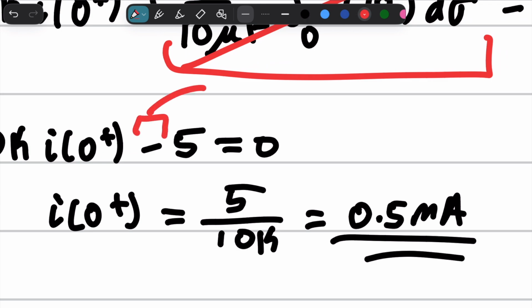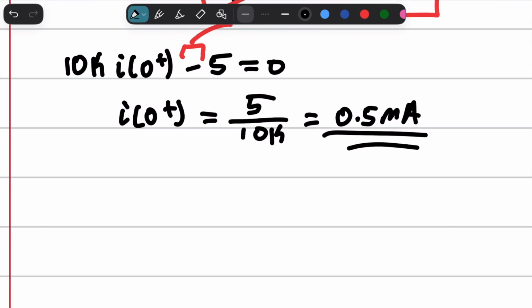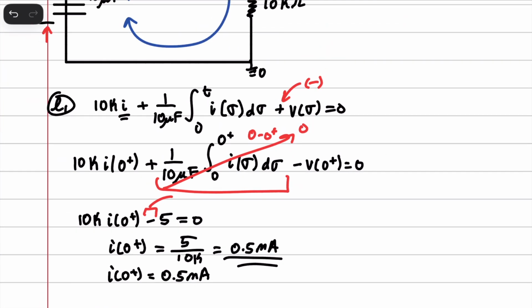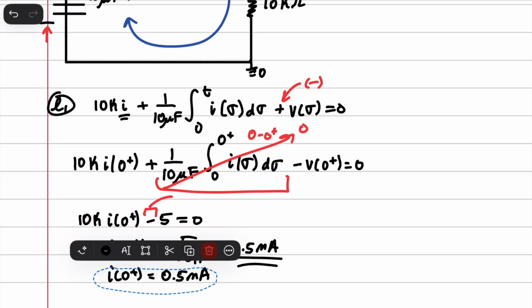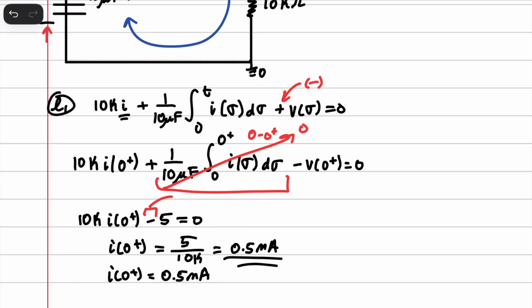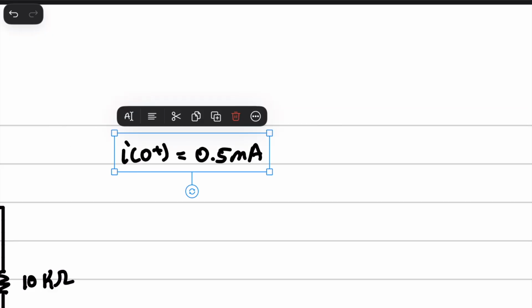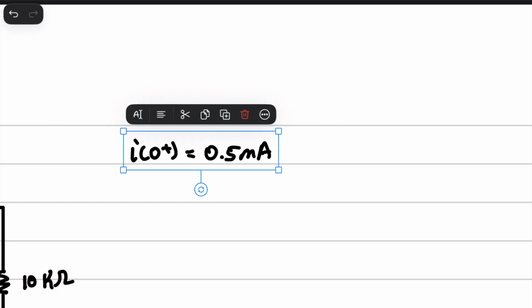Because I made this mistake so many times, and it was absolutely insane. So now we know I of 0 plus is equal to 0.5 milliamps. Okay? And now that we know that, we can go ahead and comfortably differentiate, because we want to take this I and put it in a form that is usable so that we can find the voltage.